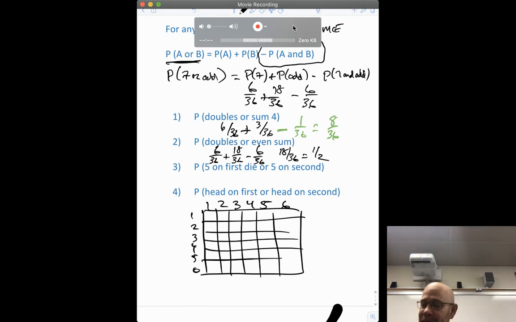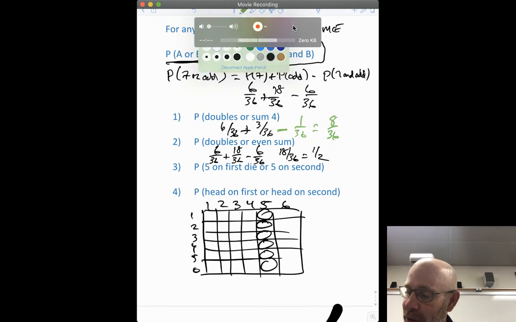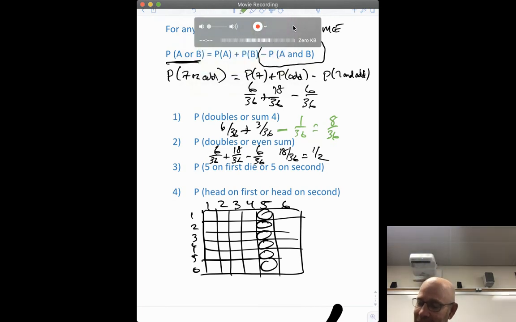Question was probability of a 5 on the first die. So 1, 2, 3, 4, 5, 6. So there are all the 5s on the first die. I'll change the color here on the next one. It's probability or a 5 on the second. So we go 5 on the second. 1, 2, 3, 4, 5, 6. There's those 6. So again, we got 6 out of 36 or 1/6 plus 6 out of 36. But we've got to subtract the ones we counted twice, which is this little square right there. And we subtract the 1.